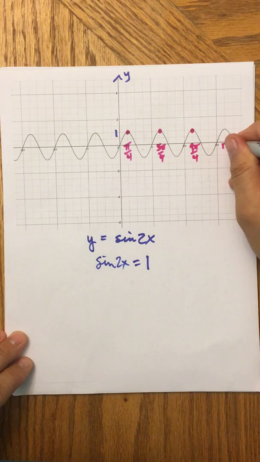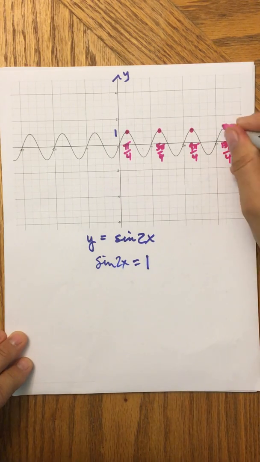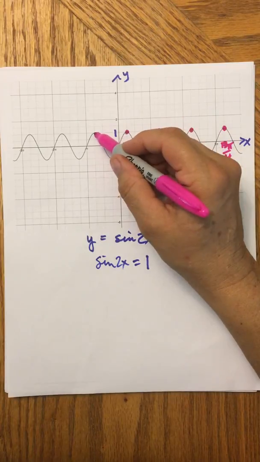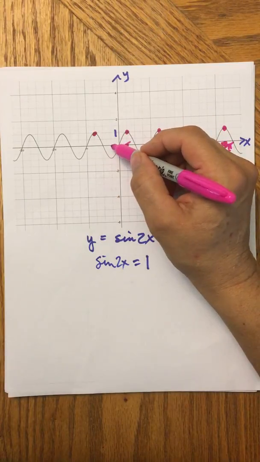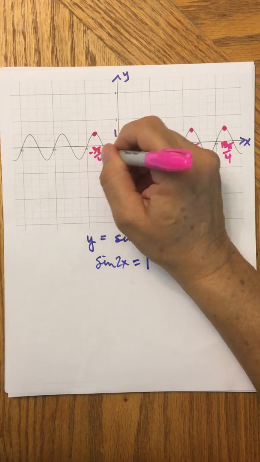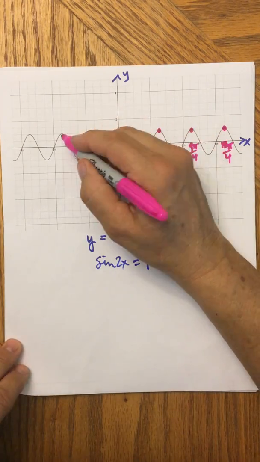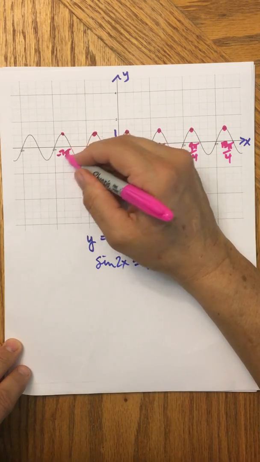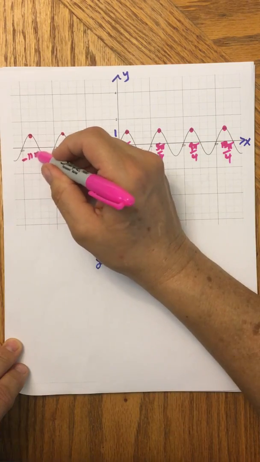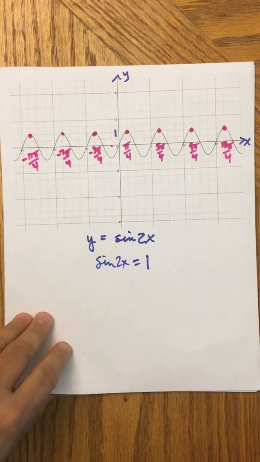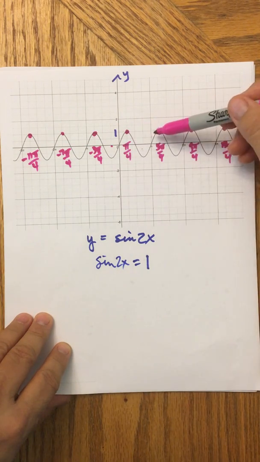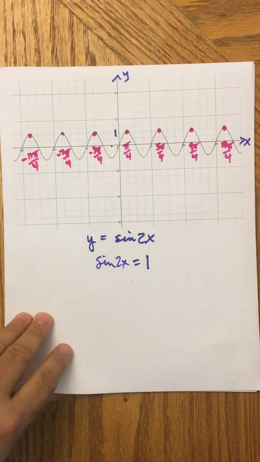This would be 13 pi over 4. If we go backwards, we're going back this far, right? So we've got negative pi over 4, negative 2 pi over 4, negative 3 pi over 4. And if you kept going, this would be negative 7 pi over 4. Okay. And then negative 11 pi over 4. All right. So the question to ask yourself is, is it the same distance between any two consecutive solutions?